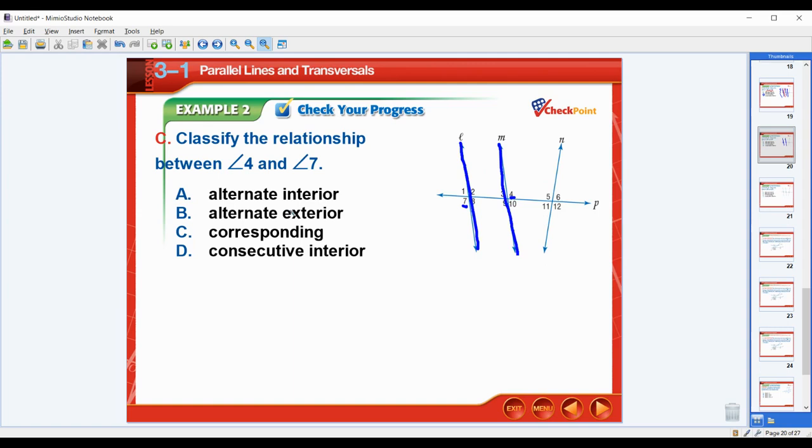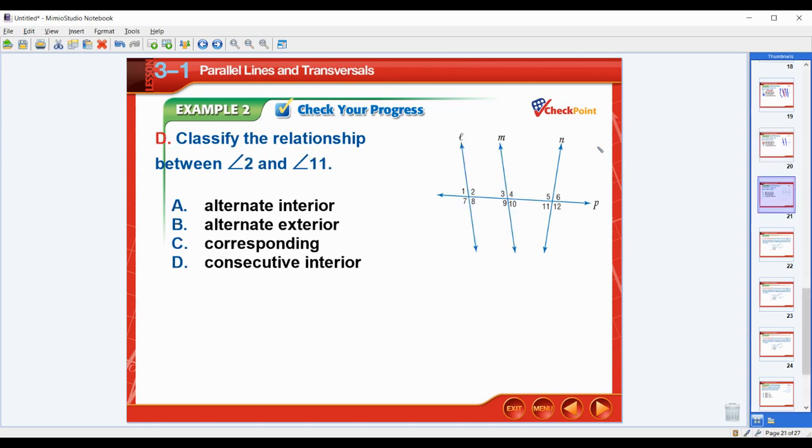These 2 angles here, angle 4 and angle 7, appear to be on the exterior. So we have one option, really. Since both of these are on the exterior and since they're on opposite sides of our transversal, these are going to be alternate exterior angles. Go ahead and pause this one as well.